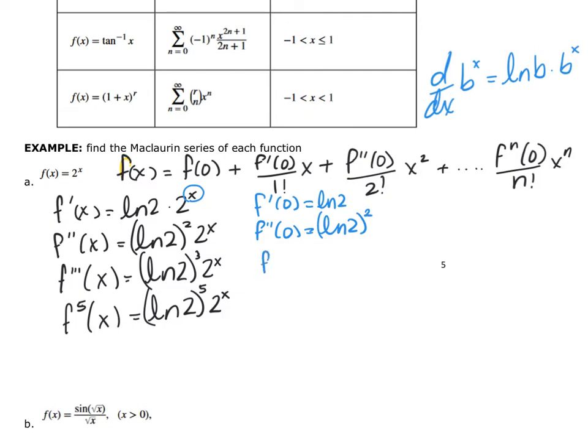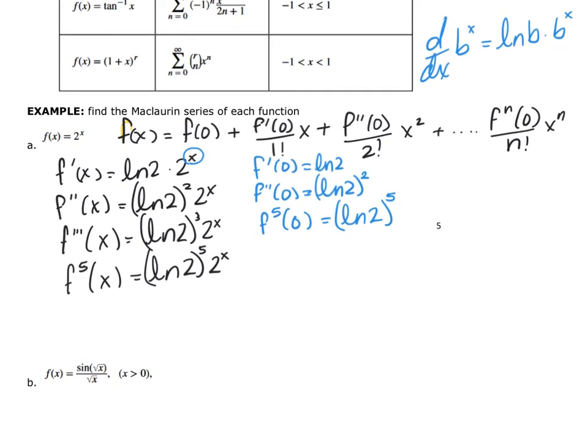And if you're thinking, can I jump to the 5th? Yep, let's go to the 5th derivative evaluated at 0. This is going to just be the natural log of 2 raised to the 5th power. So then let's start putting in all that we know. I'm also asked to find the function evaluated at 0. This is 2 raised to the 0, which is 1.